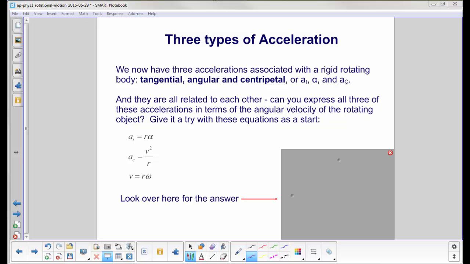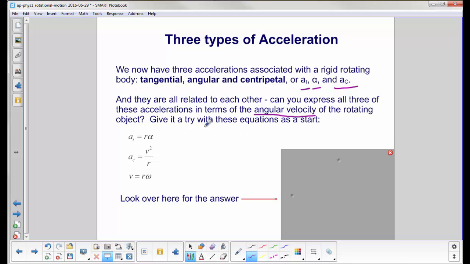We now have three accelerations associated with a rigid rotating body: tangential, angular, and centripetal. So here's tangential, a sub little t, alpha, which is angular, and here's centripetal. And they're all related to each other. So the challenge to you now is to express all three of these accelerations in terms of the angular velocity omega of the rotating object.